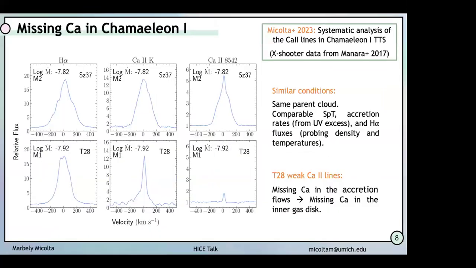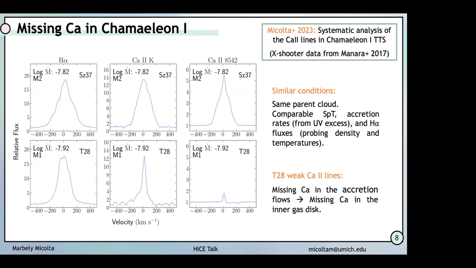And saying that, I started my PhD doing a project with Chamaeleon I stars, where I did a systematic analysis of the calcium II lines. And we found something really interesting in some stars that looked like they were missing calcium. So I have here a plot of the line profiles, with the flux relative to the continuum, of H-alpha, the calcium K line, and one of the calcium infrared triplet lines. In the top row, we have SC37, and in the bottom row, we have T28.